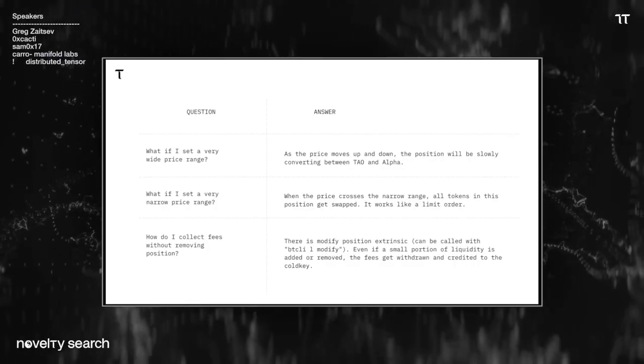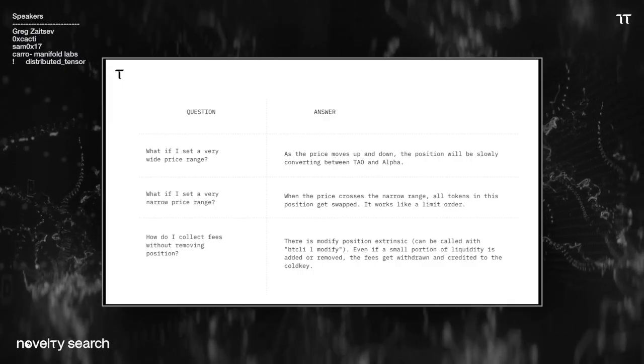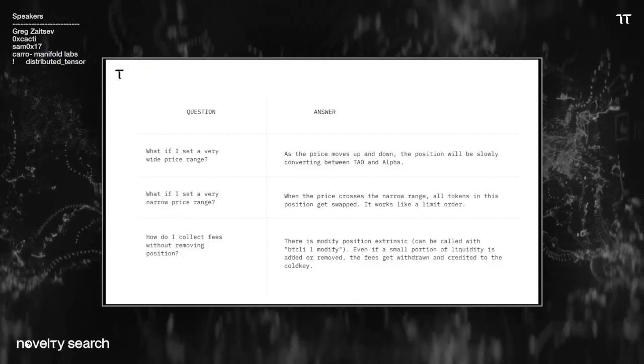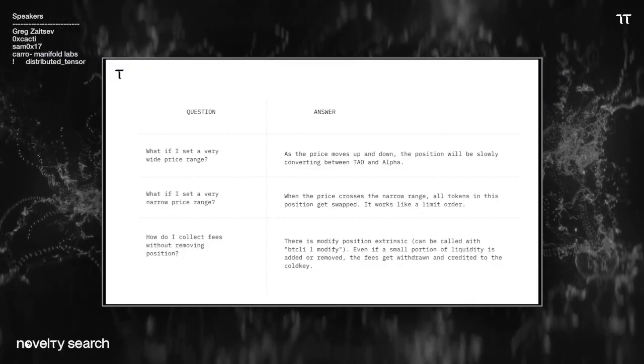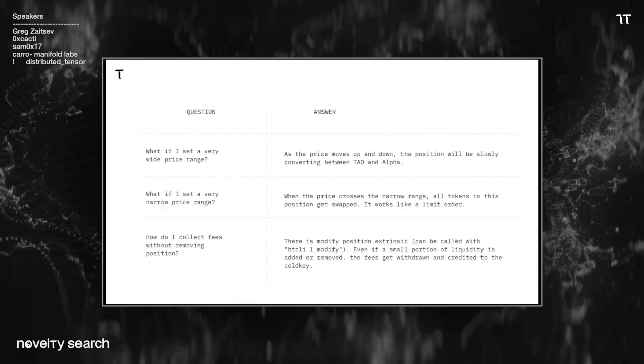Also, another thing. So again, I mentioned this briefly, but of course the question will be how to choose the price range.